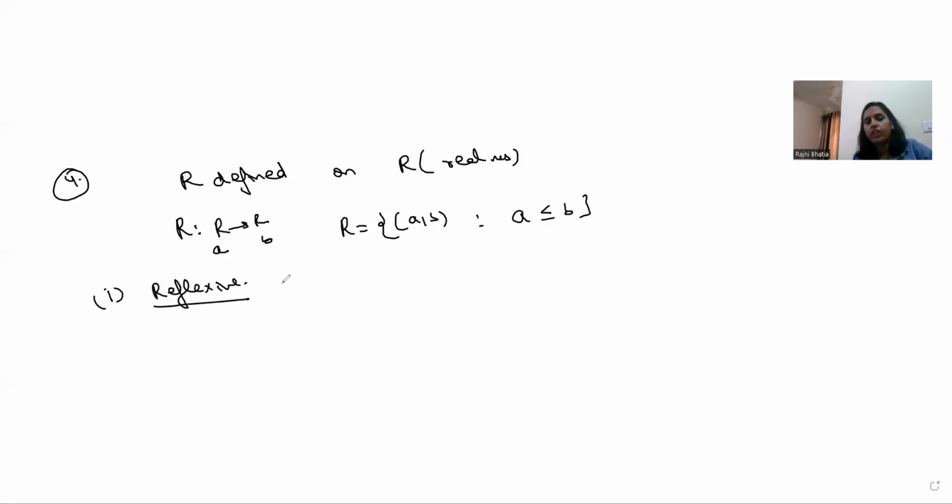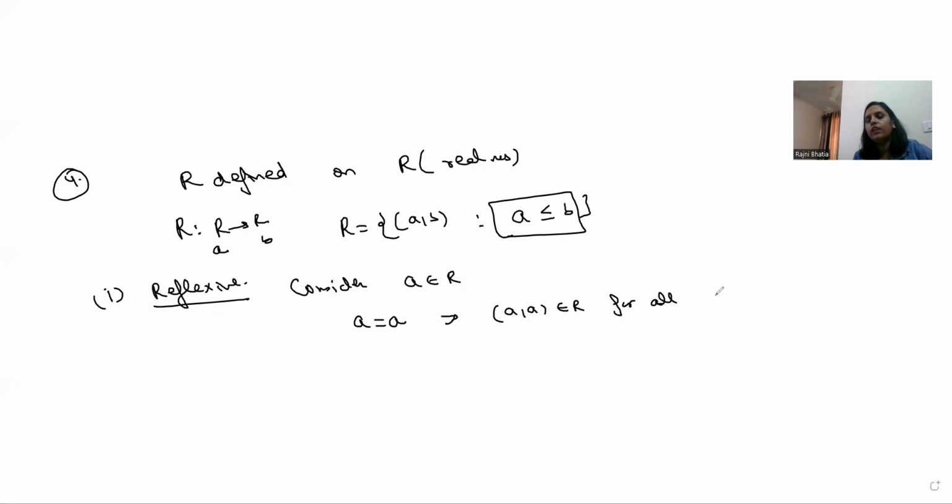So we need to show the relation is reflexive. We know that a number is always equal to itself. So we can say, consider a real number a. a is always equal to a. It means this condition is satisfied. It should either be less than or it should be equal to. The number is equal to the number itself. This implies (a, a) belongs to R for all a which are real numbers.